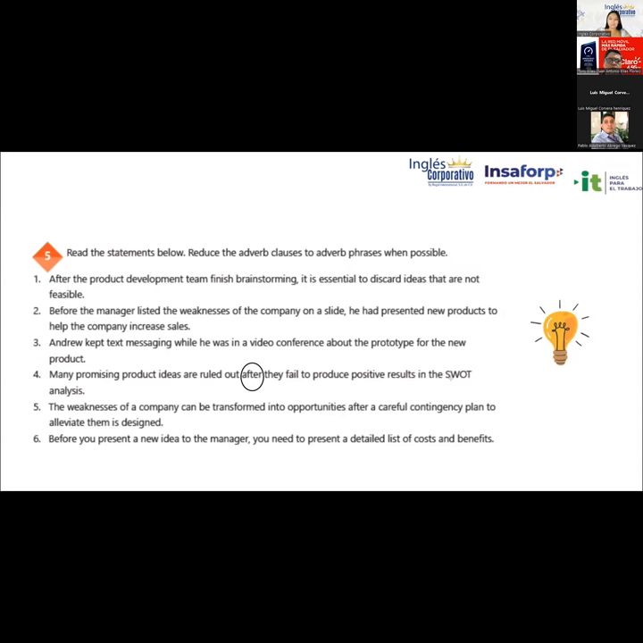Many promising product ideas are ruled out. Rule out is a phrasal verb. Ese es un verbo frasal que significa descartar. Descartar. Rule out. We use ing in failing. Very good. Failing.